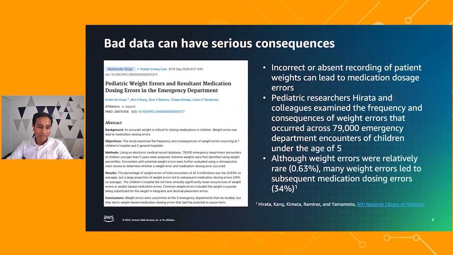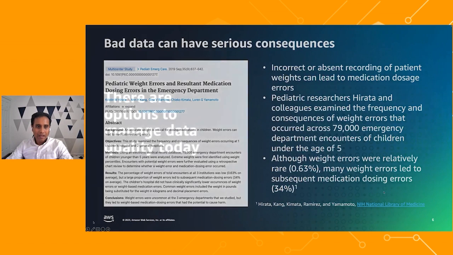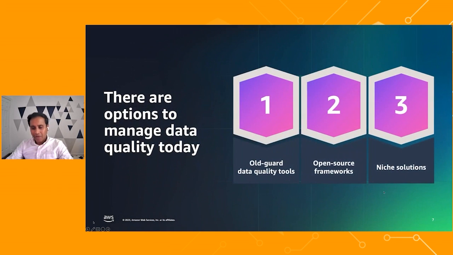So now that we know that this is important, how do we really solve it? There are 3 ways to manage data quality solutions today. The first one is the old guard data quality tools that typically work in on-premise environments and work really well with relational databases. So that's one option, which you might all be familiar with.